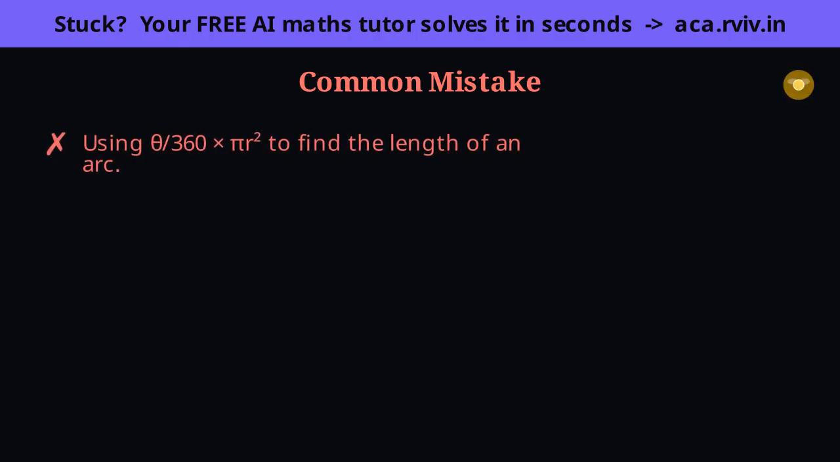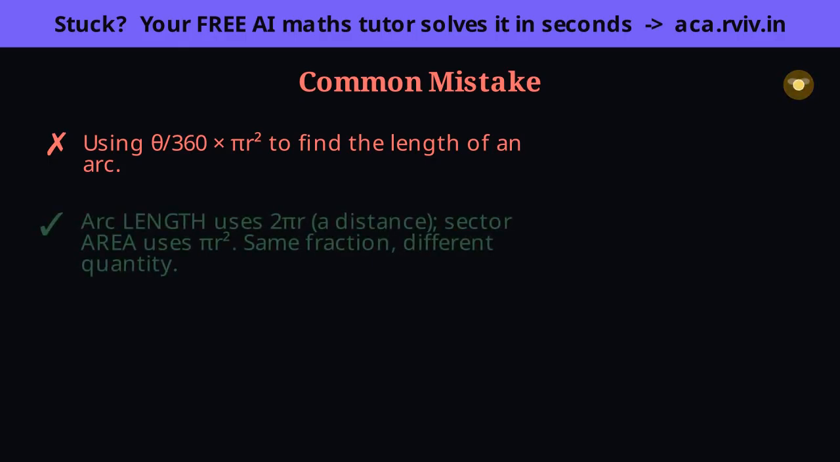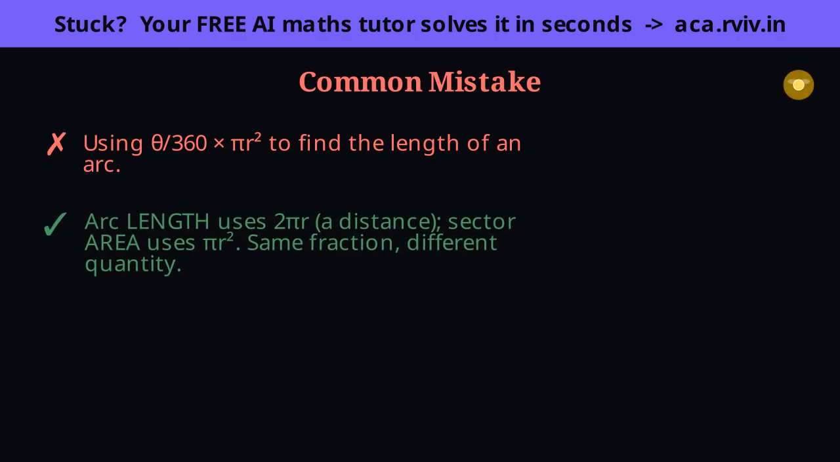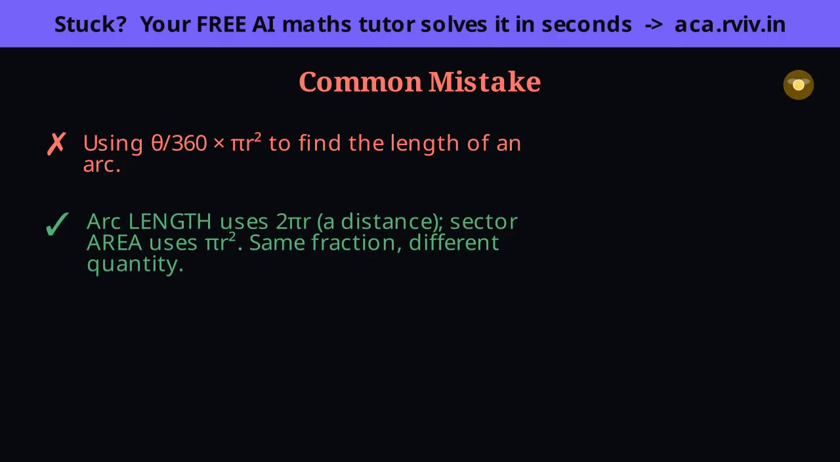Here's your automatic safety check, the units. A length comes out in centimeters, and area in square centimeters. If a length answer lands in square centimeters, you've used the wrong formula. The units catch the mistake before the examiner does.